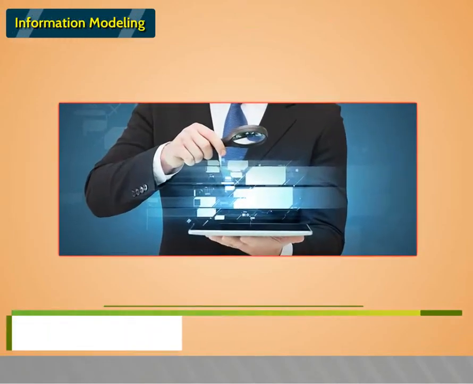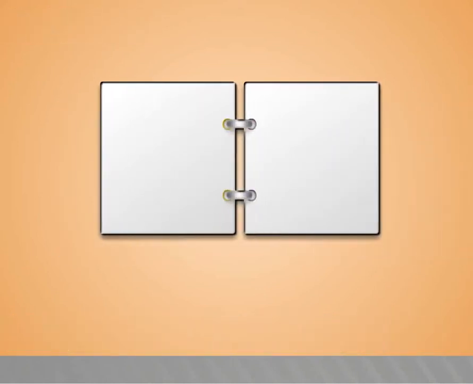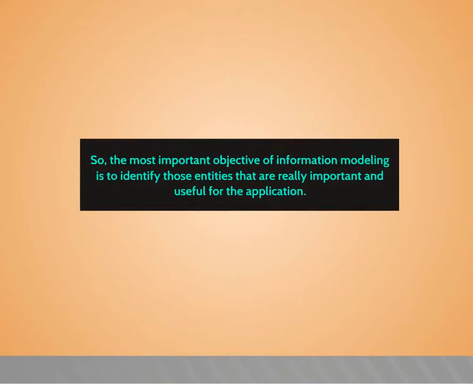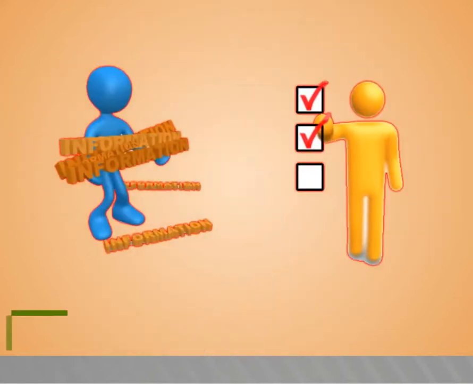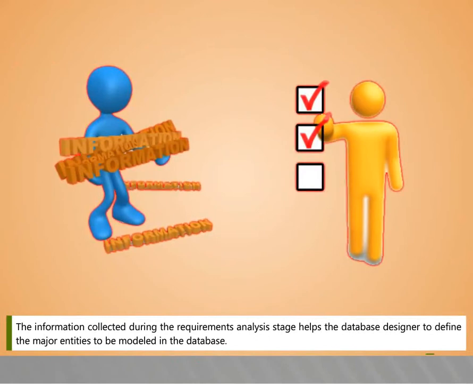Information modeling. Information modeling aims at identifying the major entities and their interrelationships in an application and modeling them in a target database schema model. A real-world system might have a number of entities, but all may not be significant for the application. So the most important objective of information modeling is to identify those entities that are really important and useful for the application. The information collected during the requirements analysis stage helps the database designer to define the major entities to be modeled in the database.